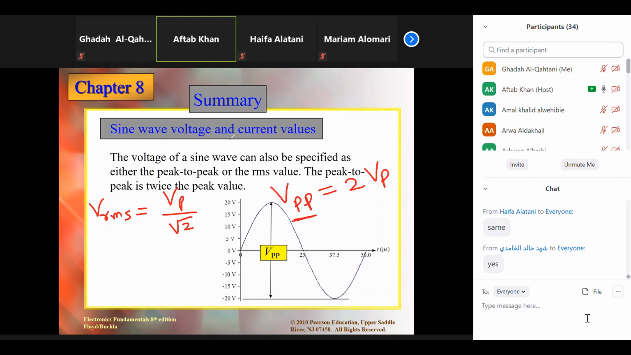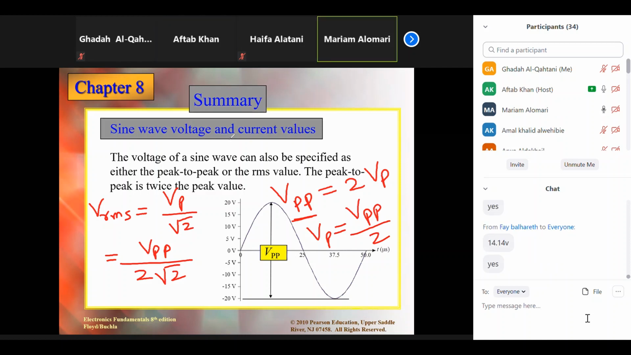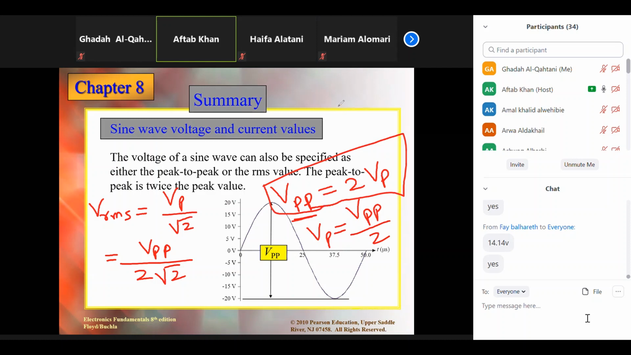Or I can write it in terms of VPP. How can I write in terms of VPP? Get the VP value from here, which is VPP over 2, which I can put there. And I can say this is VPP over 2 root 2. Can I write this way also or not? Yes. Okay. So they are related, but you must know the relation between them. It's simple. VPP, yani peak to peak, is equal to twice the peak value. That's it.